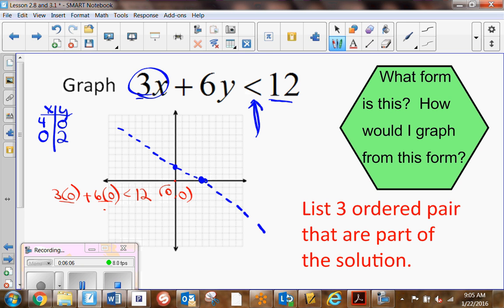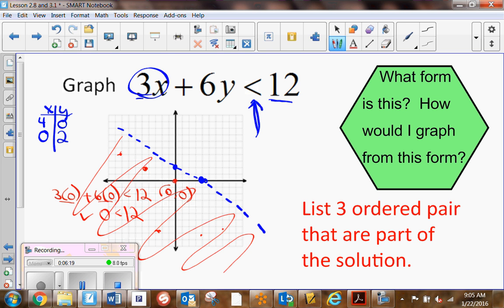0 plus 0 is 0. It's less than 12. That's very true. So therefore 0, 0 works, and all of his buddies, any ordered pair over here into eternity would work. So if I'm asked to list 3 ordered pairs that are part of the solution, I can pick anything in this shaded area. This one right here.